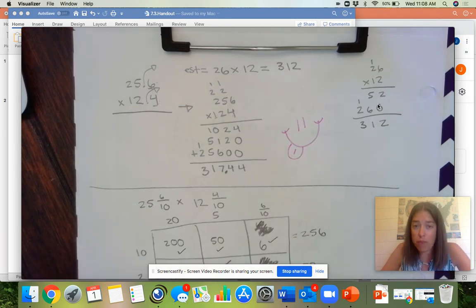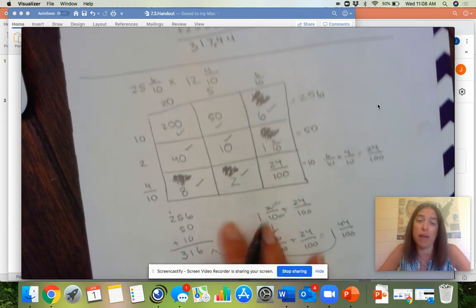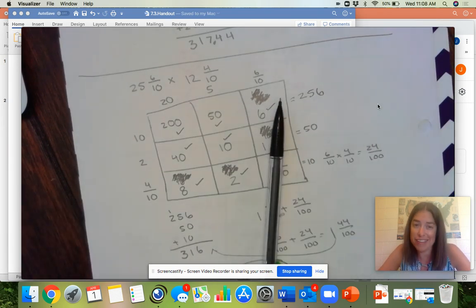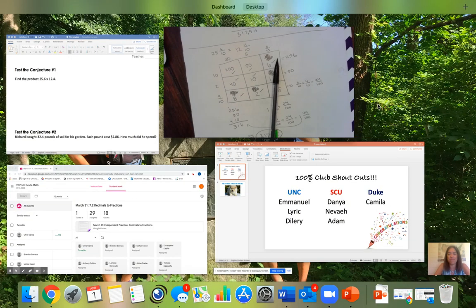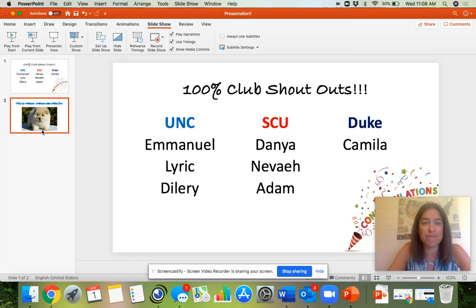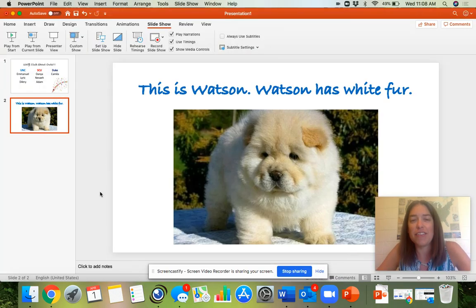All right. We're going to solve one more together, but before we do that, I do want to tell you a little bit about my new puppy, Watson. So this is Watson. He's pretty cute. I just got him. And he's a little fluff ball.